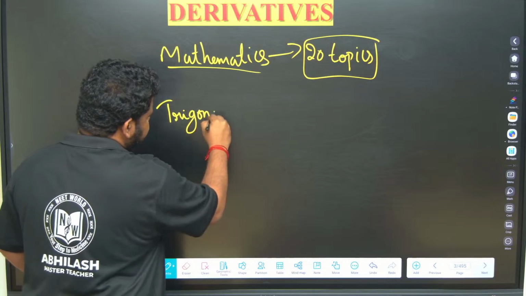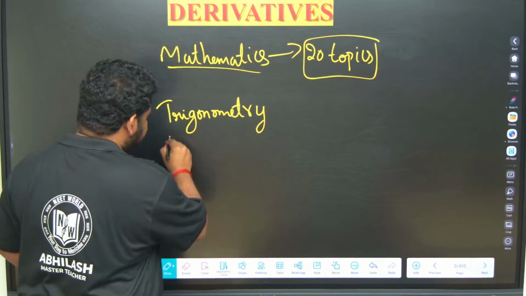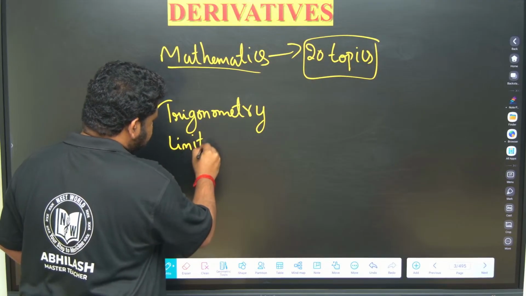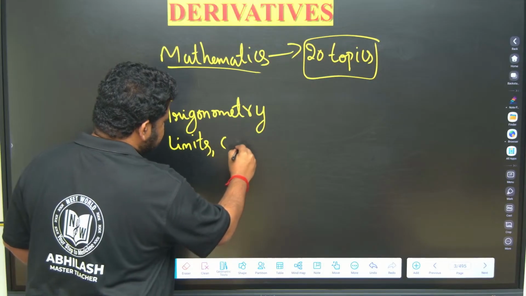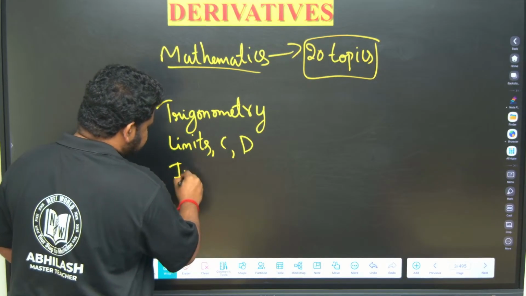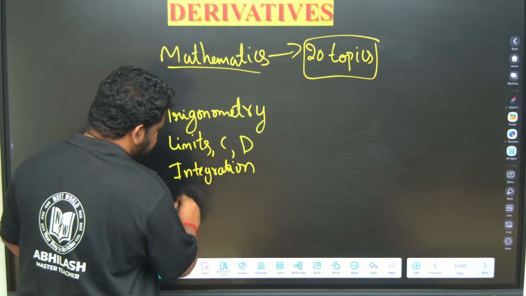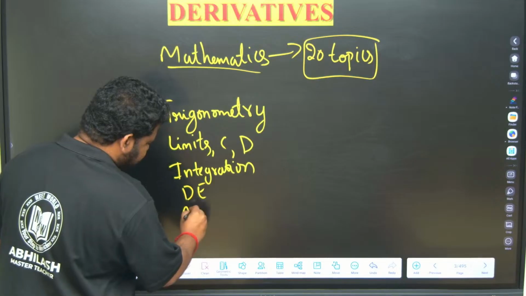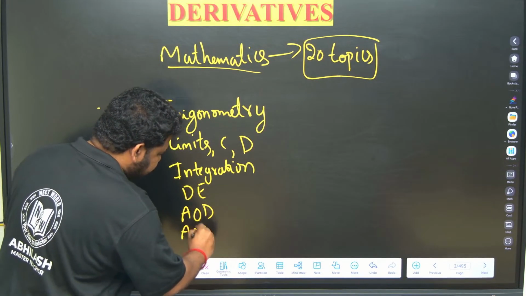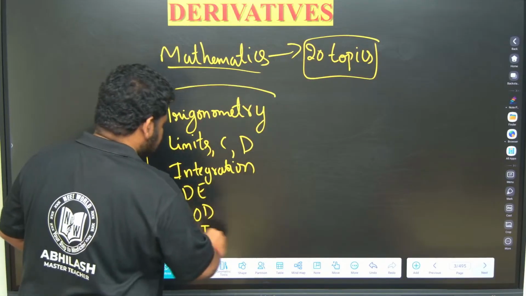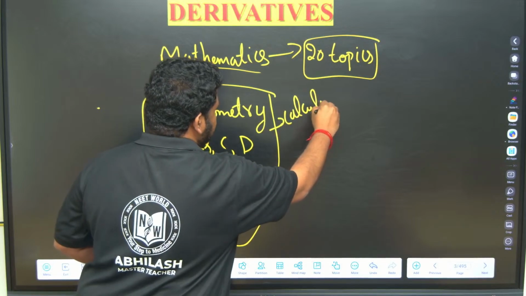we have trigonometry. It is the foundation of mathematics. Then we have limits, then continuity, limits, continuity and differentiability. Then we have integration, then differential equations. Then we have application of differentiation, and also application of integration. This entire block I will call the calculus block.